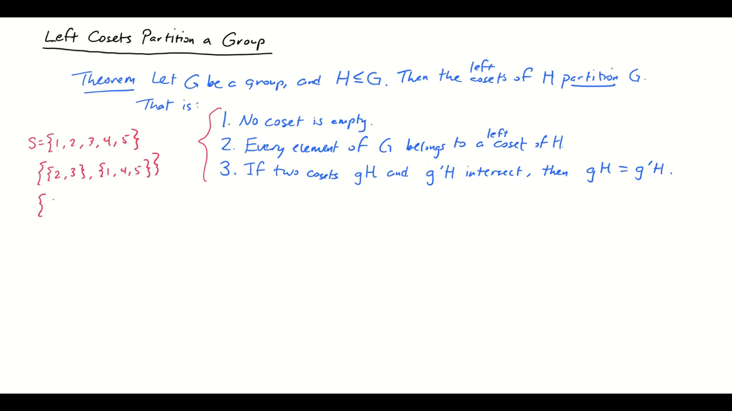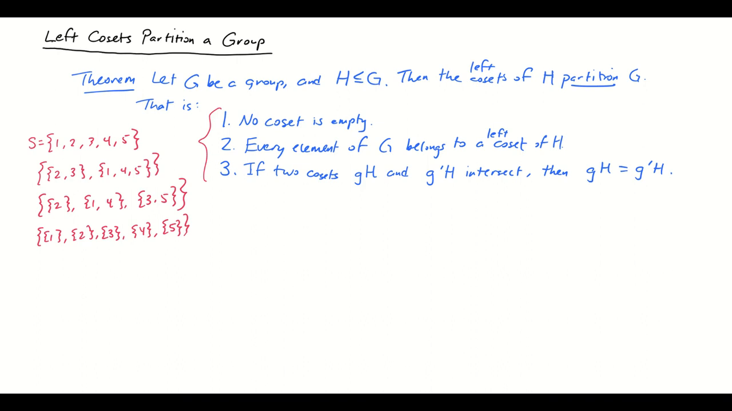Here's another one. So again, each element of S belongs to one of the subsets, and no two of the subsets intersect. That is, any two subsets are disjoint. Here's another one. And this is the finest partition we can get, finest meaning the smallest particles or the smallest subsets. So those are all examples of partitions.